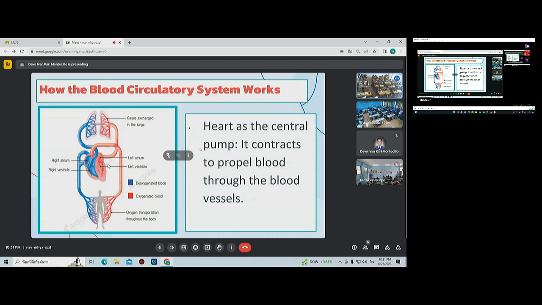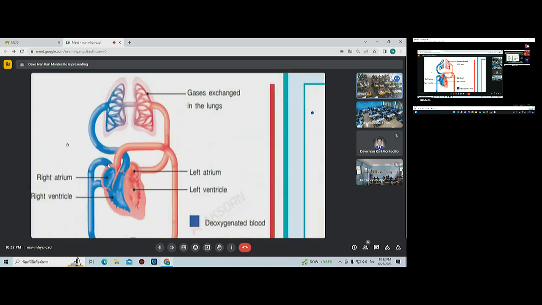Like this. This is the blood circulation. This is the lungs. The blood will go to your heart, go to the body. And we have blood from the body, deoxygenated blood, the blue, going back to the heart and going back to the lungs. So that is how your blood works.